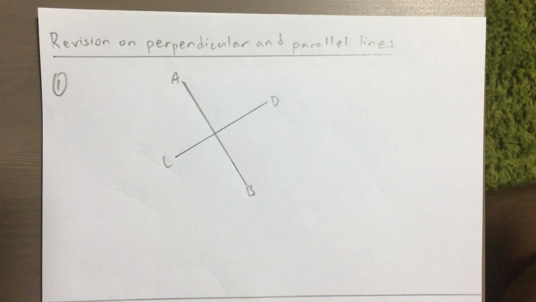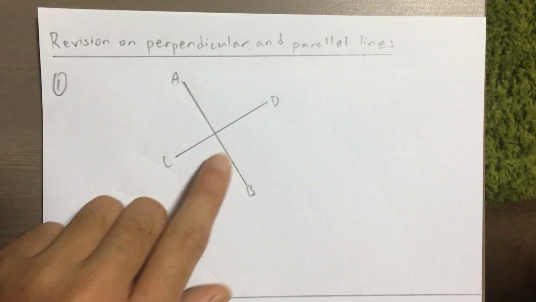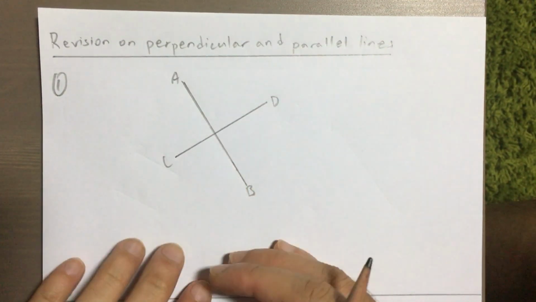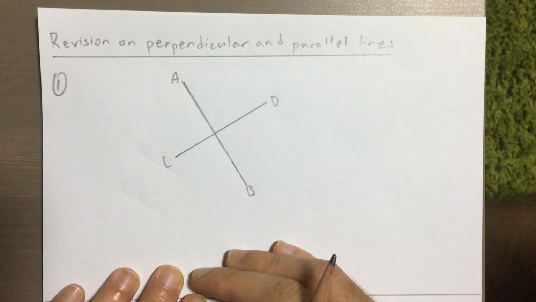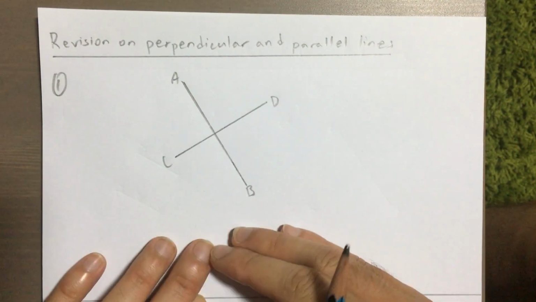and see what makes them perpendicular and what makes them parallel. Okay, so what you see here is one set of lines. You have lines A, B and lines C, D. Some of you can straight away tell me that this is perpendicular or maybe this is parallel, based on what you know. But don't worry about that. Let's learn again and let's see whether what we learn now is the same as what we learned from last year.